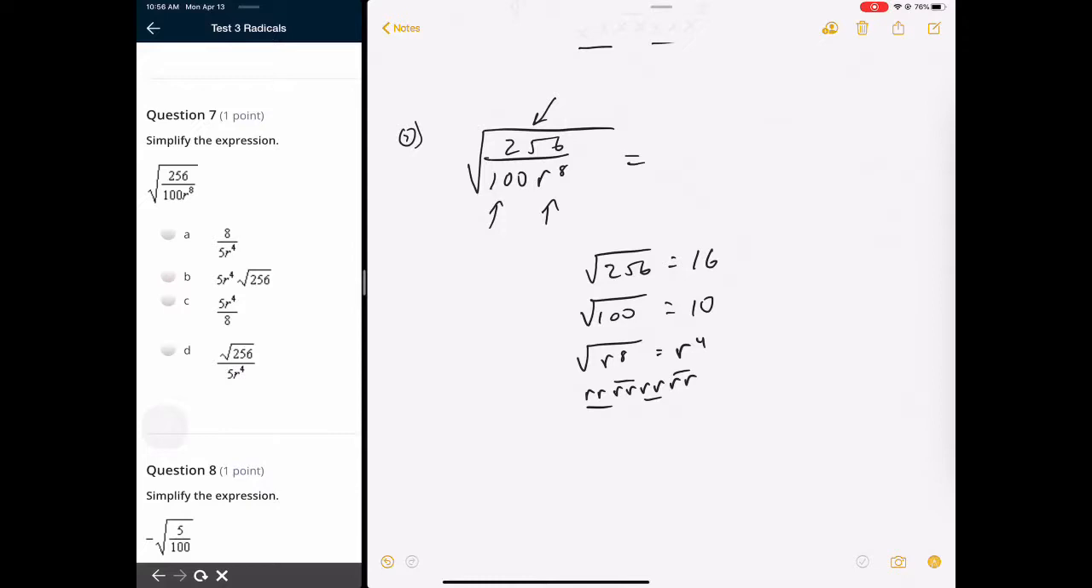Now we just have to rewrite it. The square root of 256, which is on top, is just 16. The square root of 100 is on the bottom, so that just goes on the bottom. And r to the 8 is on the bottom, and r to the 4th. But if you look at my answers here, none of those actually fit. So if we reduce it, if you look at the 10 and the 16, we could reduce those. What can we divide 10 and 16 by? Divide them both by 2. 16 divided by 2 is 8, and 10 divided by 2 is 5. And that's our answer.